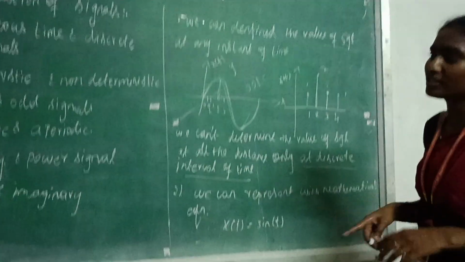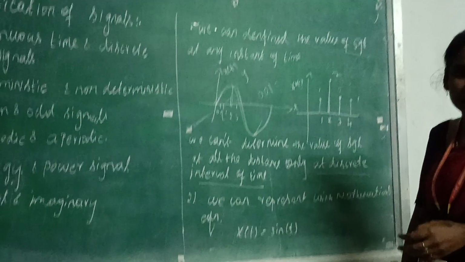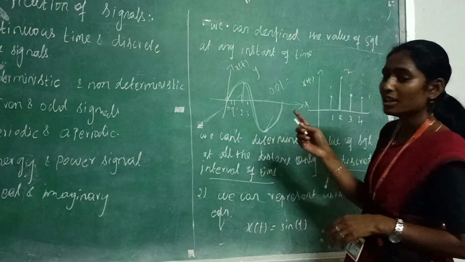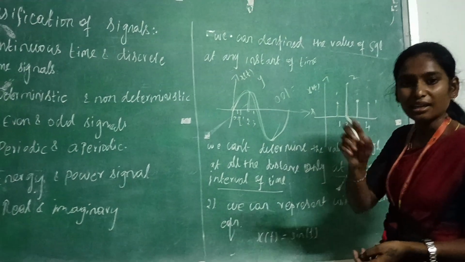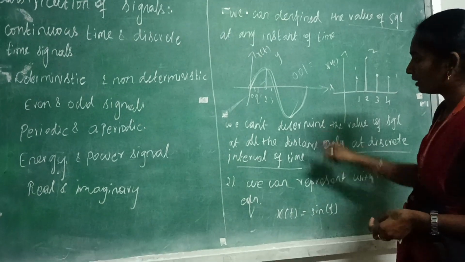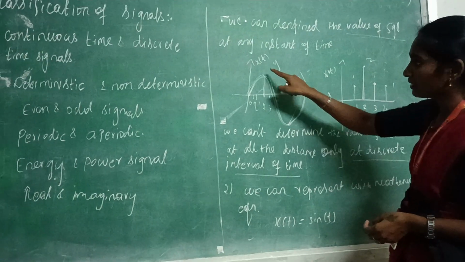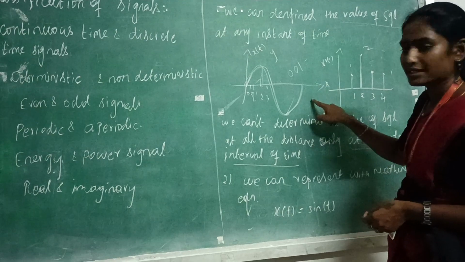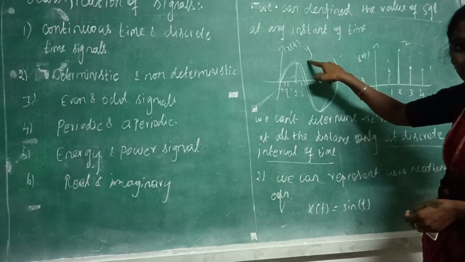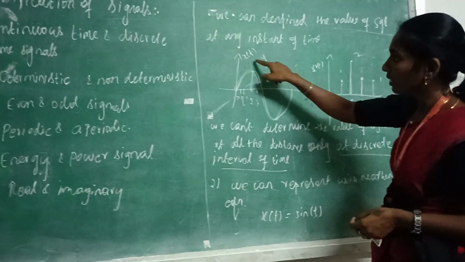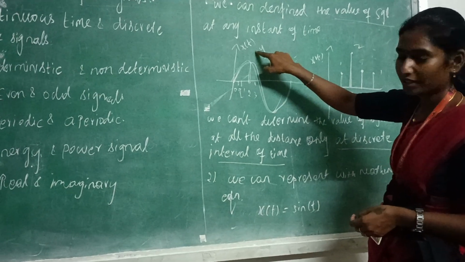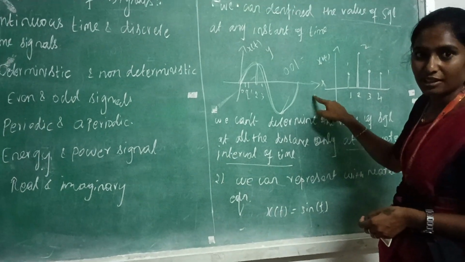So in here, what is our first one? Continuous time and discrete time signal. So what is the continuous time? The continuous time is nothing but the time will be continuous. Okay. So in here, one example is here. If you have the signal x of t, the signal will be a sine signal. So we can define the amplitude value and time interval. The amplitude will be denoted by the y-axis and the time will be denoted by the x-axis.